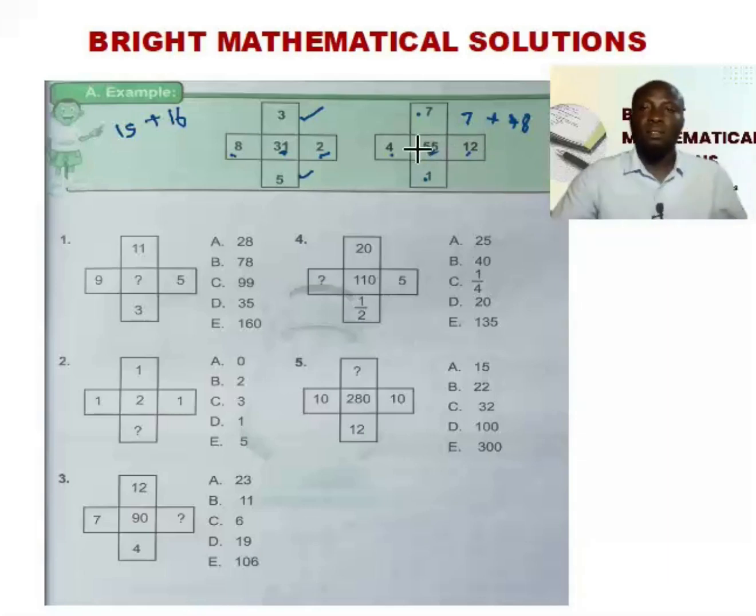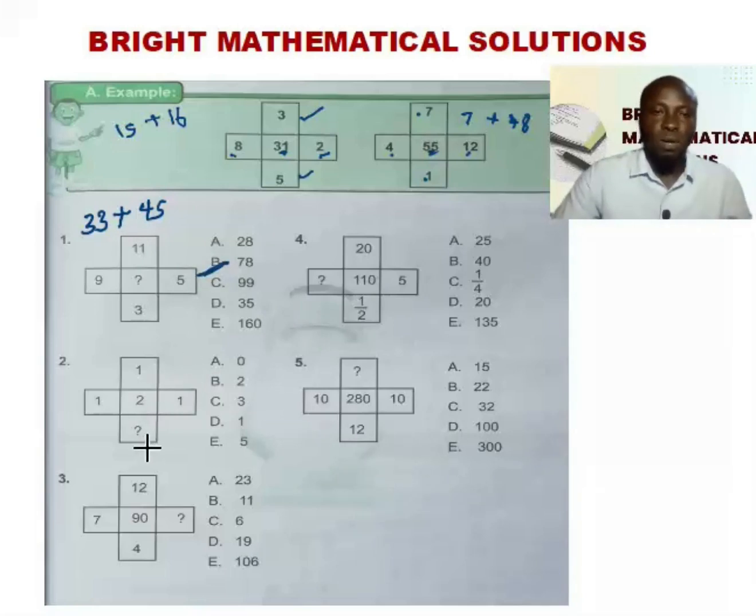So now let's start to take this understanding to solve the 5 exercises that we were given. Now, 11 multiplied by 3, so we have 33. 9 multiplied by 5 gives us 45. So if we add the 2 together, that gives us 78. So our answer here is B. 78 is the right answer.